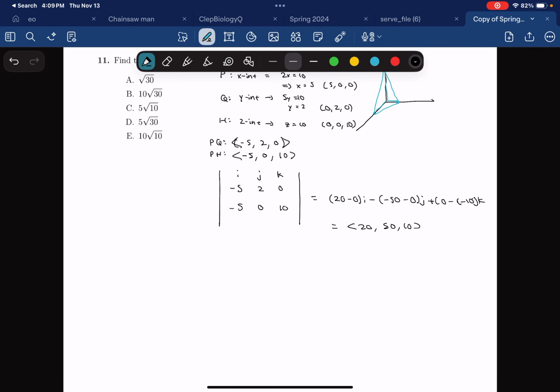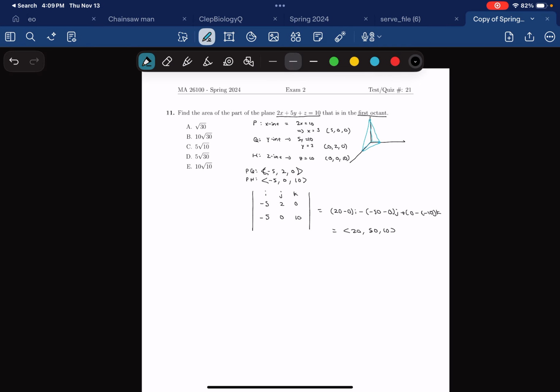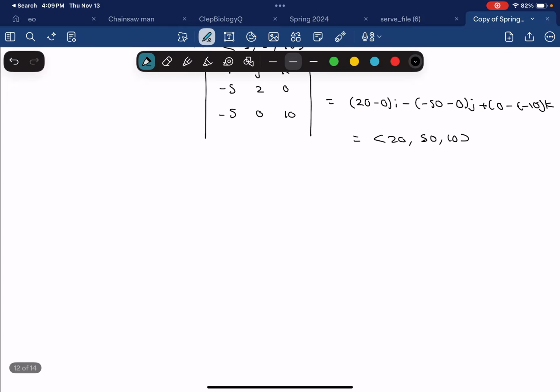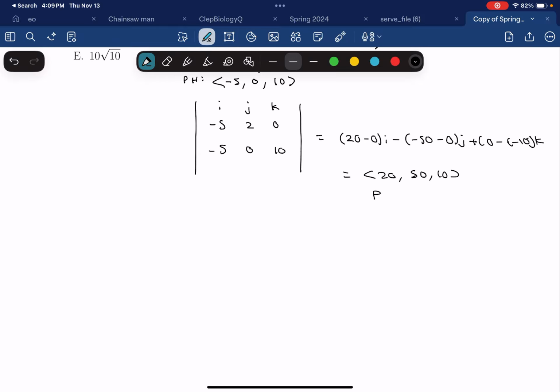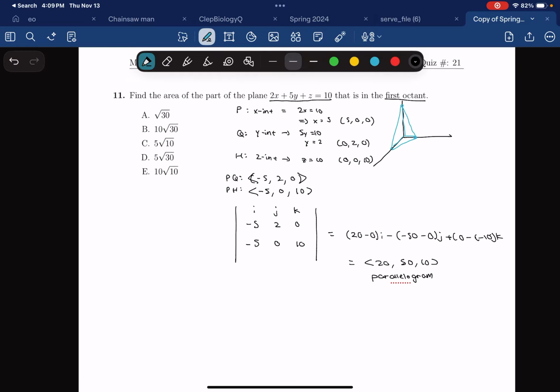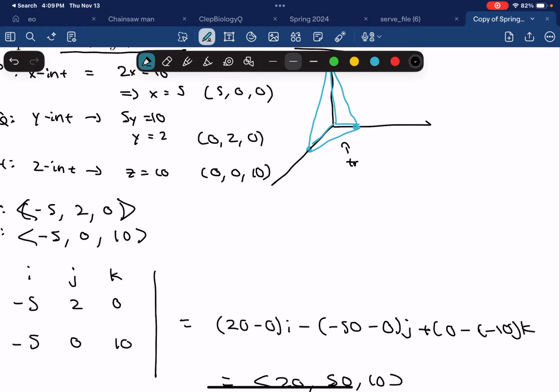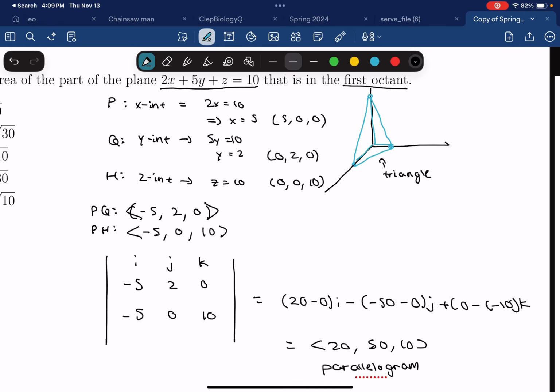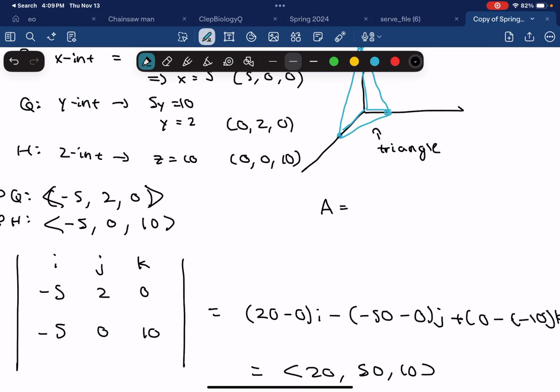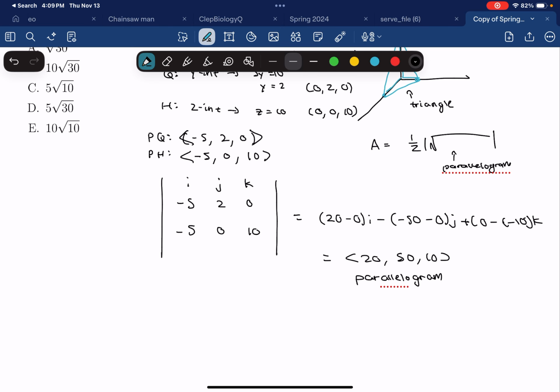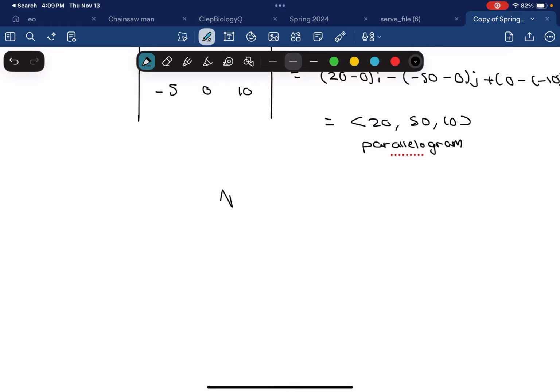Now, in order to find the area of this thing, the magnitude of the cross product is the area of a parallelogram. But this is a triangle. You might remember that in order to find the area of a triangle, it's 1/2 of the magnitude of the parallelogram. So let's find the magnitude of the parallelogram, shall we?